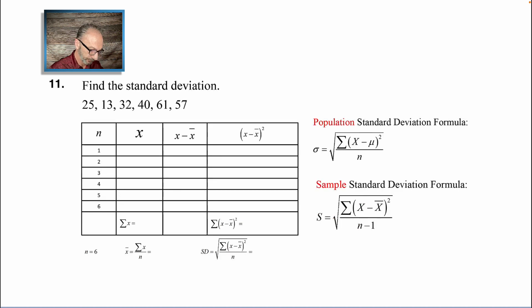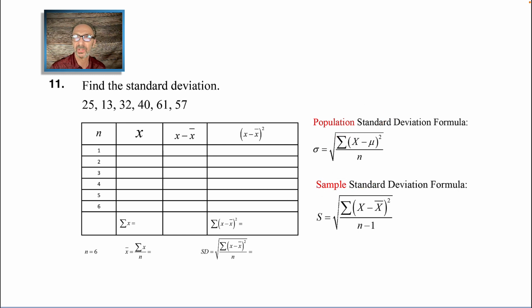Number 11. To find the standard deviation, our book talks about the standard deviation but does not actually go deep and tell you that there are 2 types. There is a population standard deviation and there is a sample standard deviation.